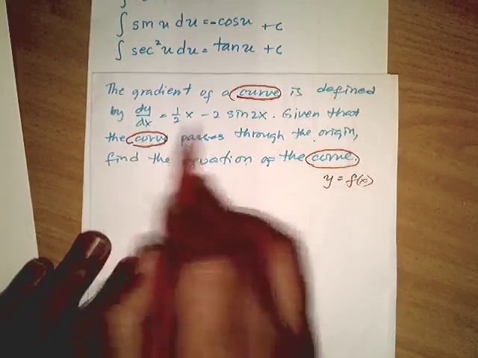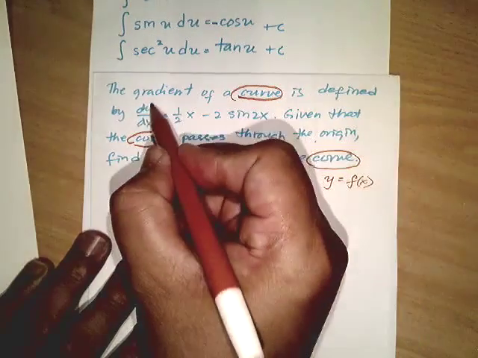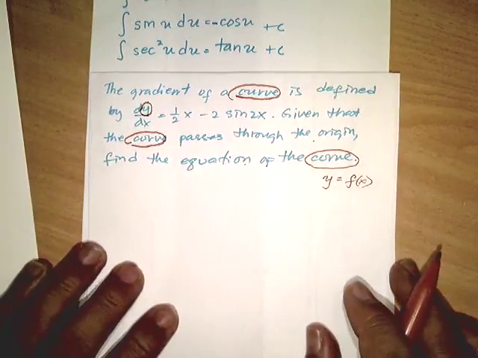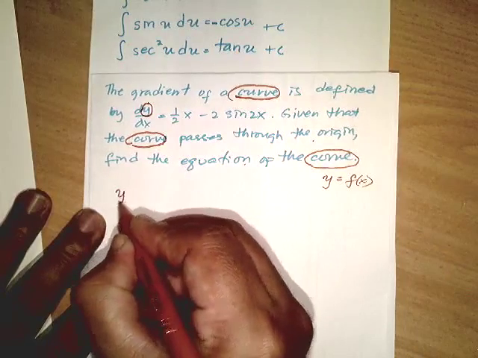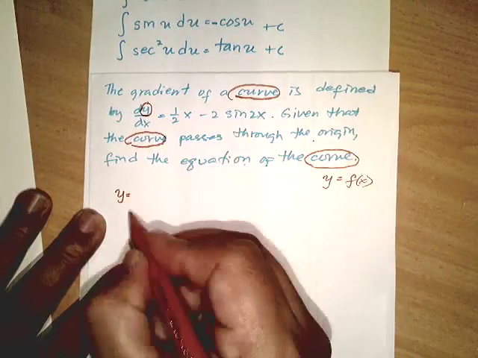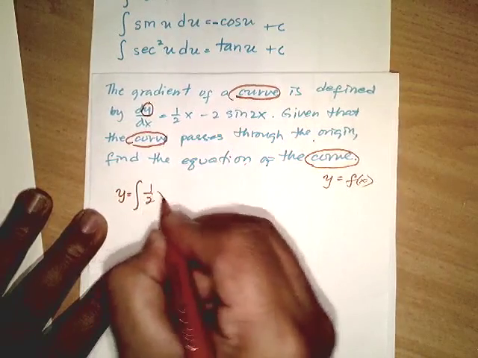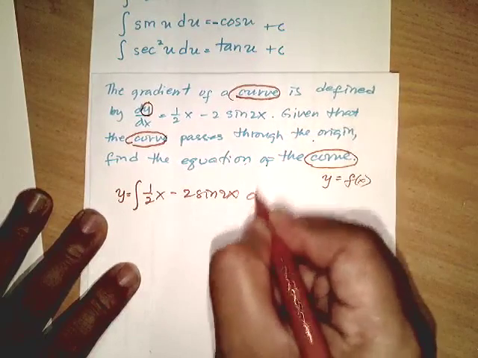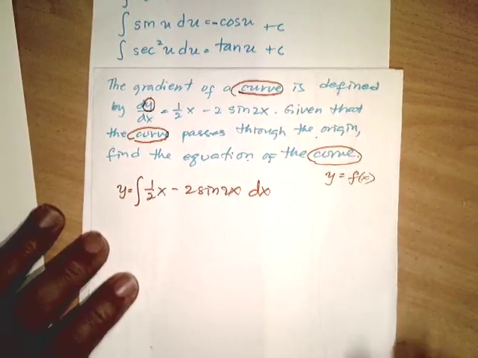So in this, the gradient is given, and this y is what we're looking for. For us to be able to find that, we need to take the integral of this. So y is equal to the integral of 1 half x minus 2 sine 2x dx. Let's take a look into this integral.